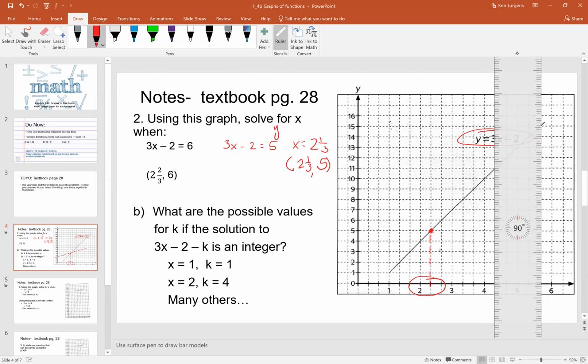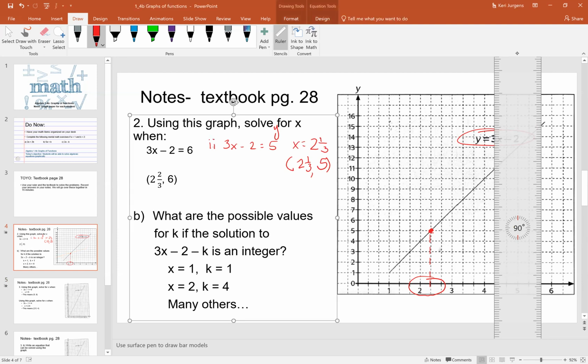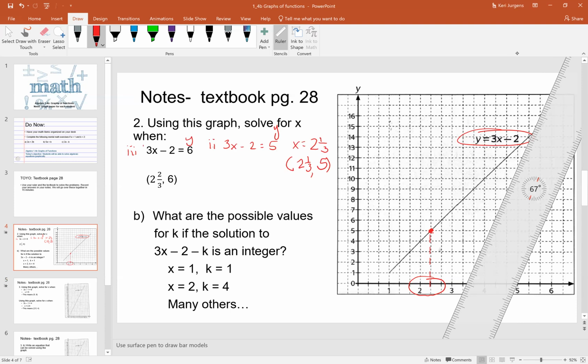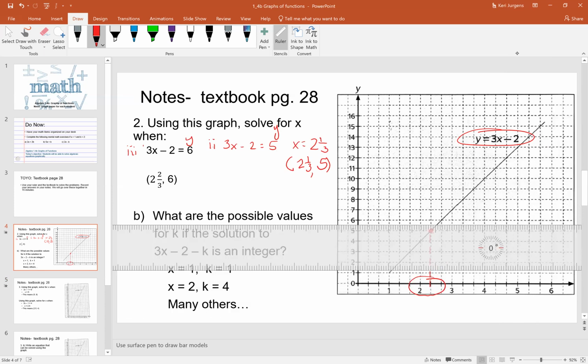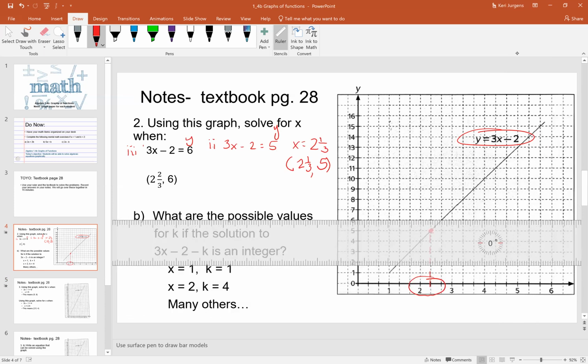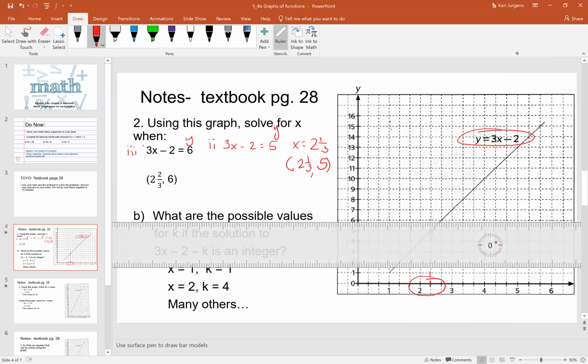All right, so this was number 2. This is number 3. Sorry, my PowerPoint's wanting to be squirrely here. Okay, so let's just show this one together. 3x minus 2 equals 6. Go ahead and put a y above that in your notes, you guys. I'm going to line my ruler up with 6 on the y-axis and see where the graph intersects it. It's right there.